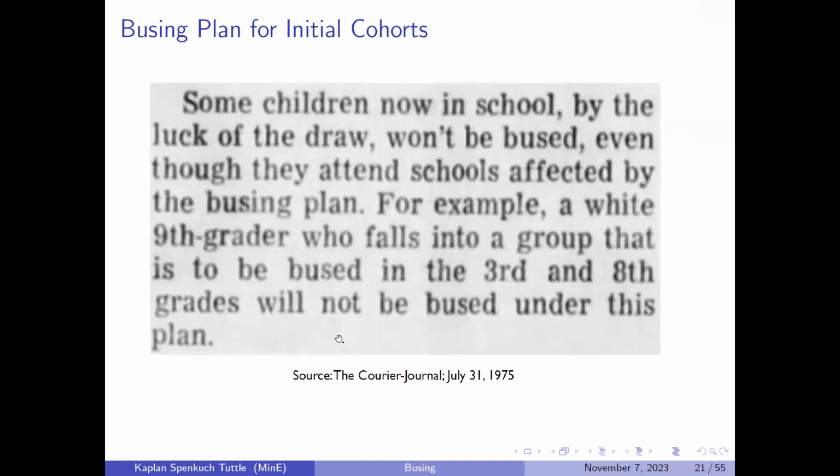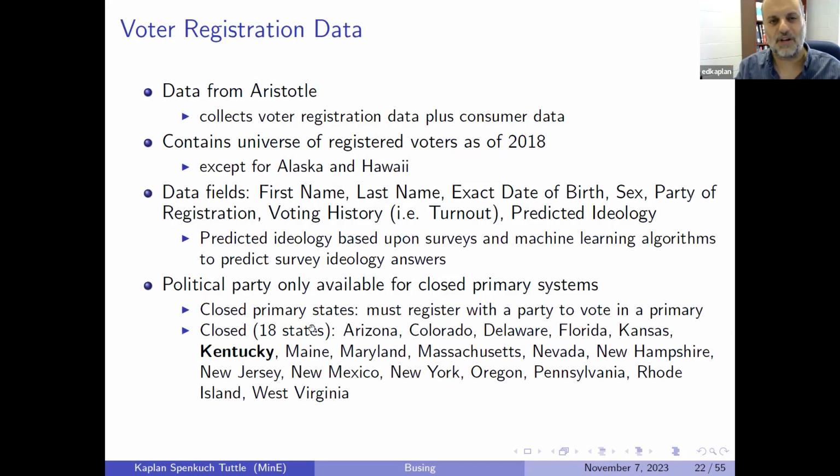So here's a basic explanation of our identification strategy, coming from the main newspaper at the time, the Courier Journal. "Some children now in school, by the luck of the draw, won't be bused, even though they attend schools affected by the busing plan. For example, a white 9th grader who falls into a group that is to be bused in the 3rd and 8th grades will not be bused under this plan." And that is the basis for our identification strategy.